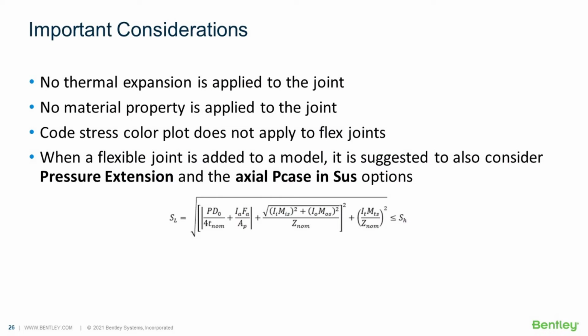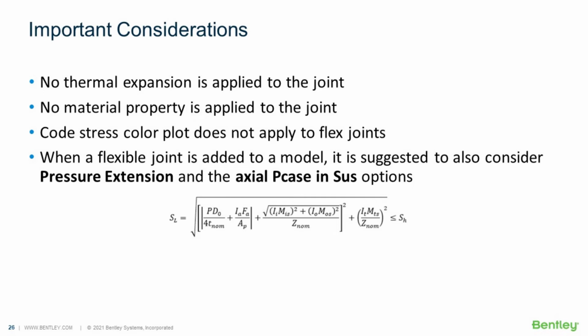Let's consider some important considerations. As we've seen, AutoPIPE lets the user define the stiffness terms of the flexible joint directly in that dialog, so there's no material property definition that's necessary for your flexible joint. With that in mind, we do want to understand some important considerations for using our flexible joints in the AutoPIPE model. First, there's no thermal expansion applied to the joint. There are no material properties applied to the joint. And when you look at your color-coded code stress plot, this is not applied to your flexible joints.